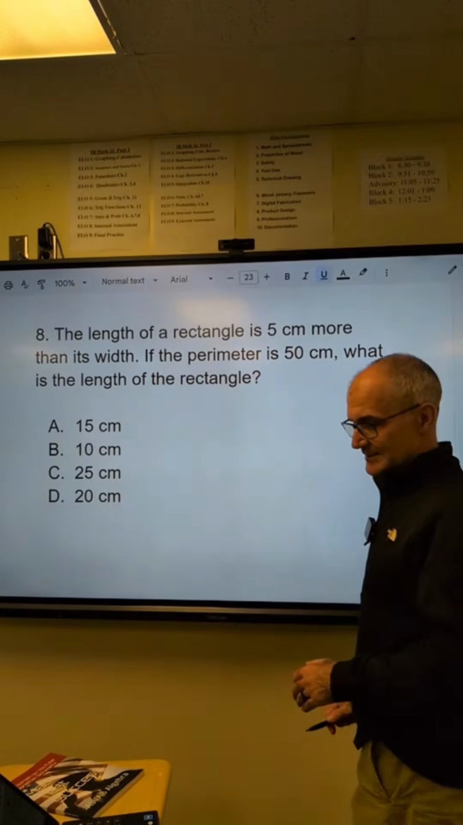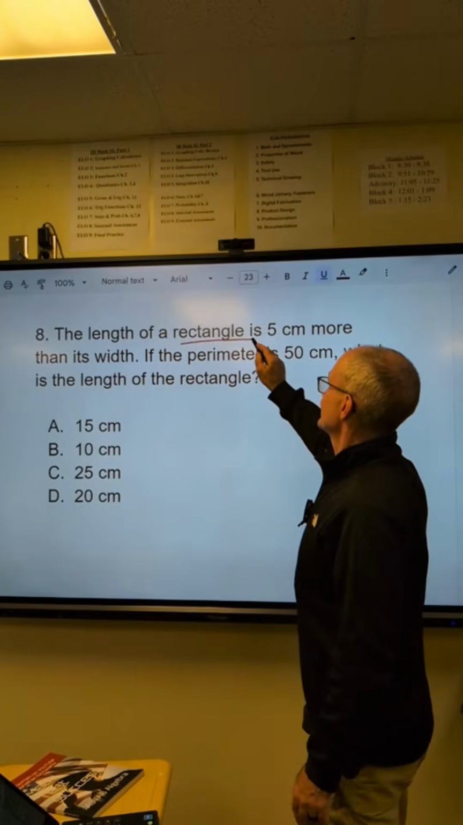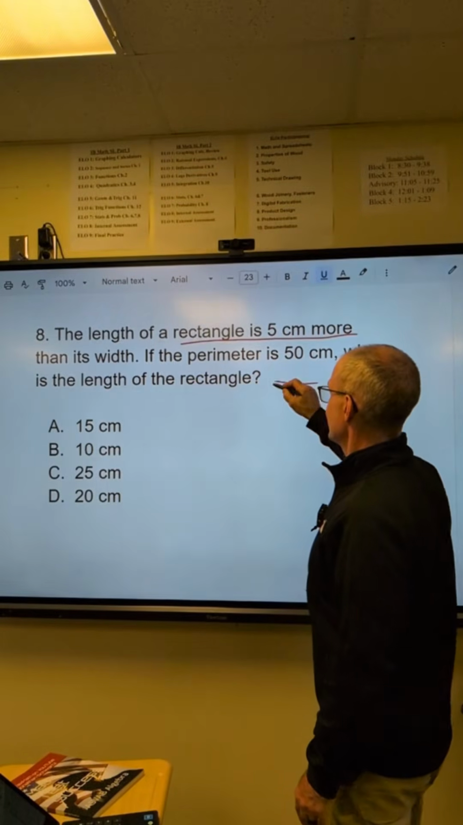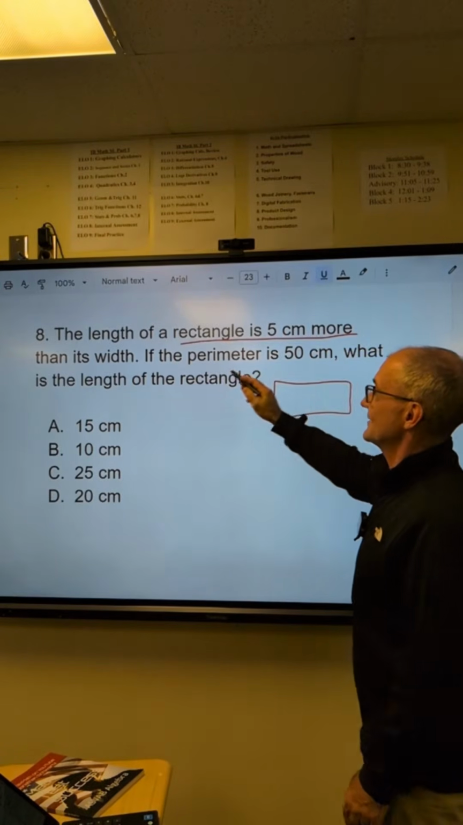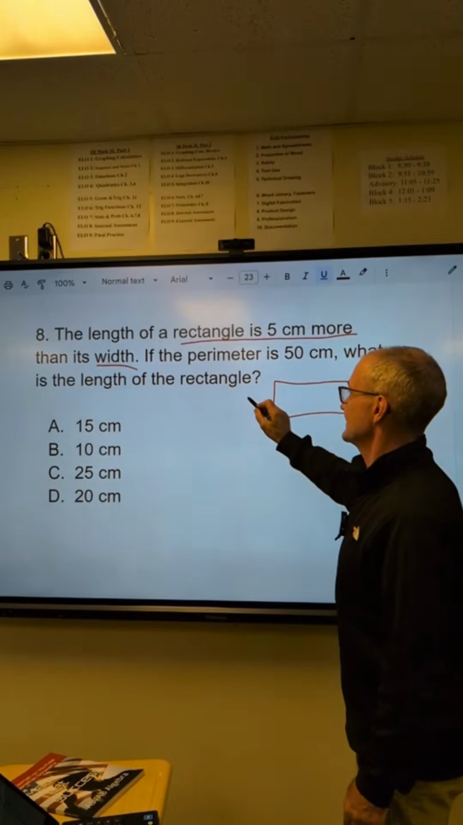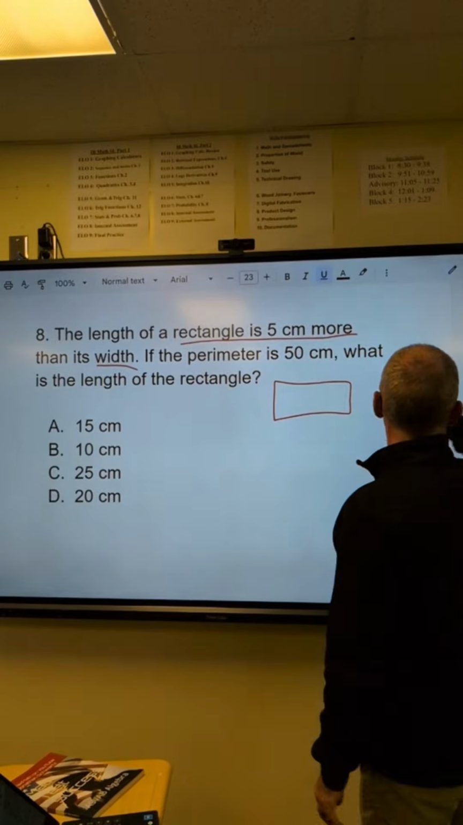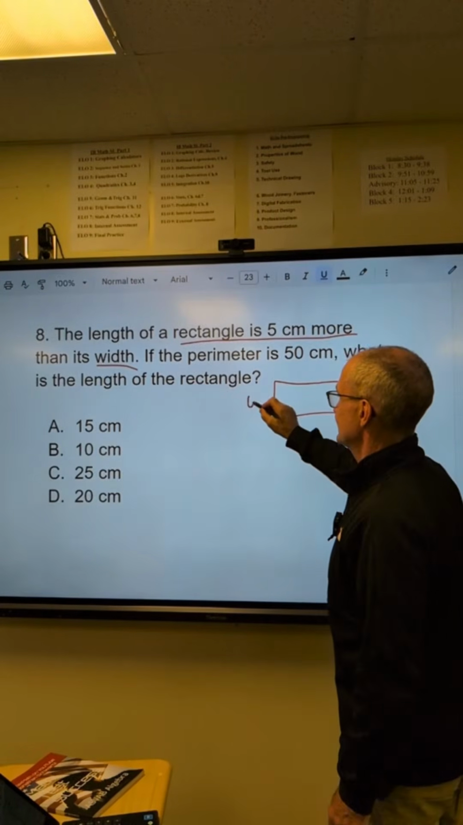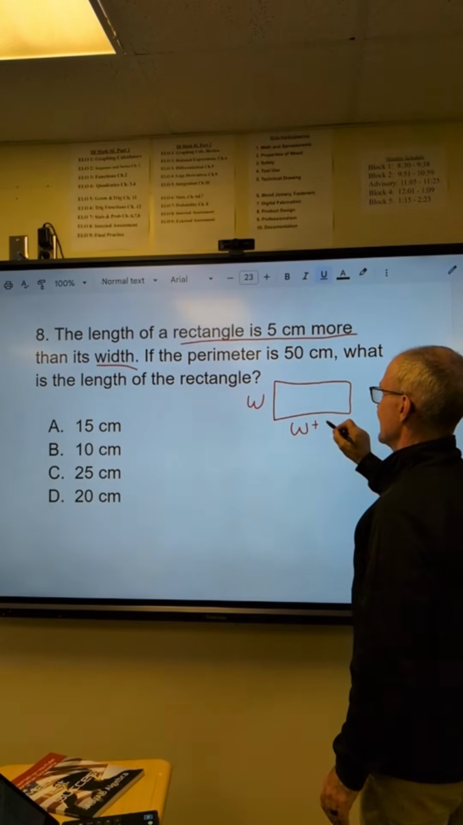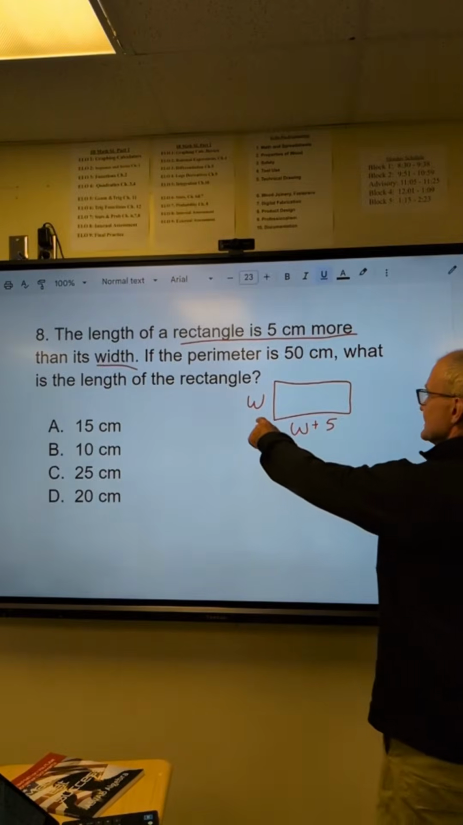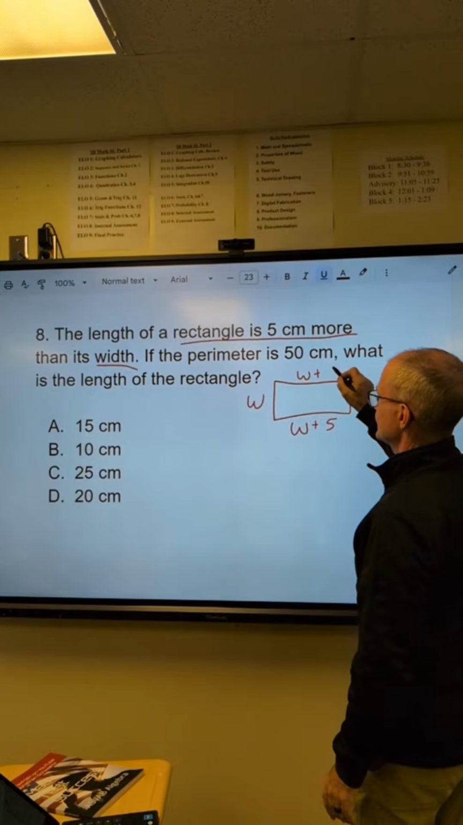All right, hopefully you're working on this. The length of a rectangle is 5 more. Let me draw that out. I have a rectangle. The length of the rectangle is 5 more than its width. I don't know what the width is, so I'm going to call it W. So this is W. The length is the same as this, plus 5 more. Well, if this is W, this is W. This is W plus 5. This is W plus 5.